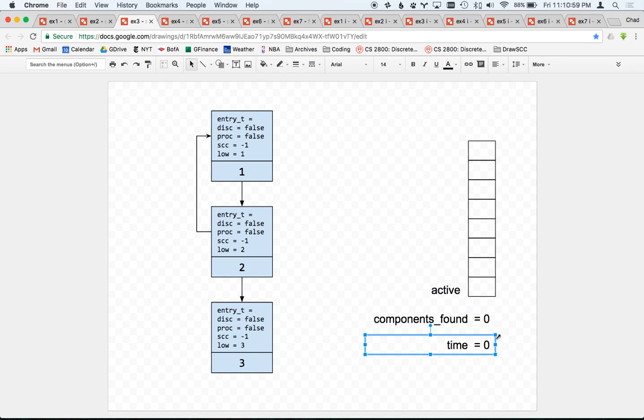Again, running the algorithm quickly from the beginning, we have time gets incremented to 1, the entry time is equal to 1, and discovered is set equal to true.